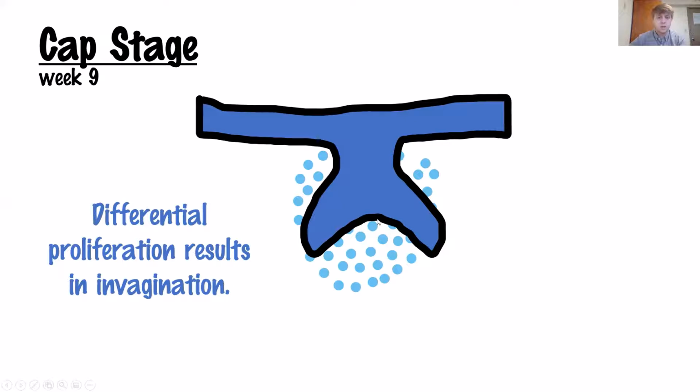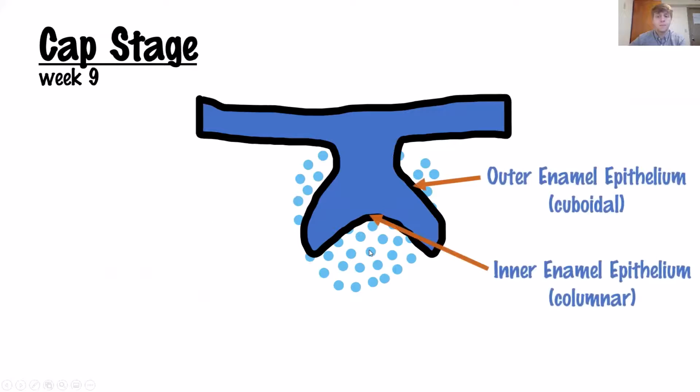The cells at the concave region are columnar shaped and form the inner enamel epithelium. And the cells at the periphery are cuboidal shaped and form the outer enamel epithelium. As the enamel organ continues to grow, the invagination will deepen, and the inner and outer epithelial layers will eventually meet each other.